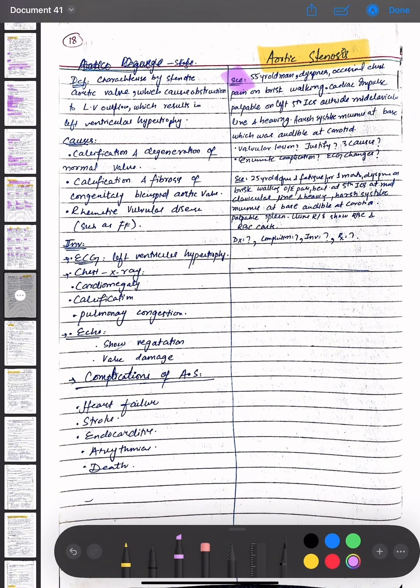and ECG changes. Another scenario is a 25-year-old who is having fatigue and fever for 1 month, and dyspnea on brisk walking. On examination, he is pale, with the apex beat at the fifth intercostal space at the mid-clavicular line, and a heaving heart systolic murmur at the base audible at the carotid, a palpable spleen, and urinary findings of RBC and RBC casts. So what is the diagnosis, the complication, the investigation and treatment?